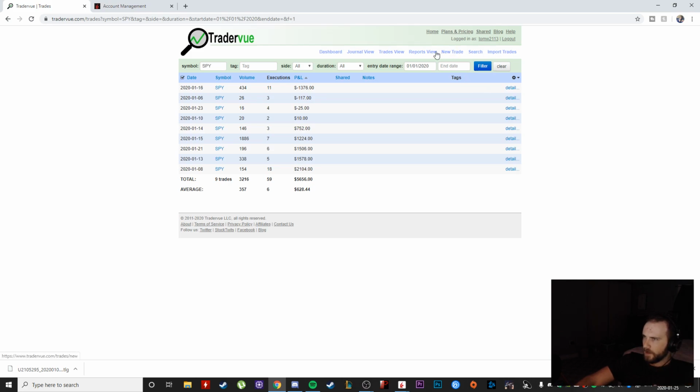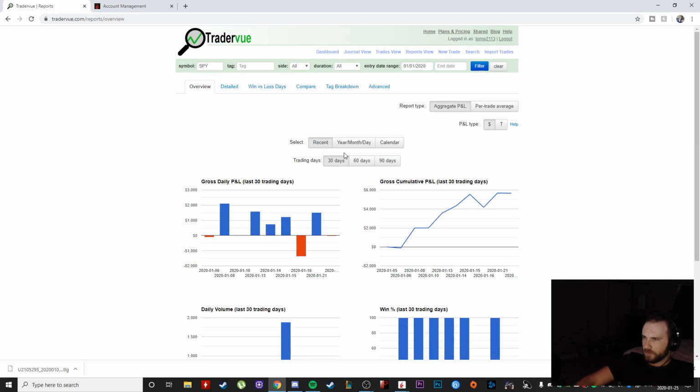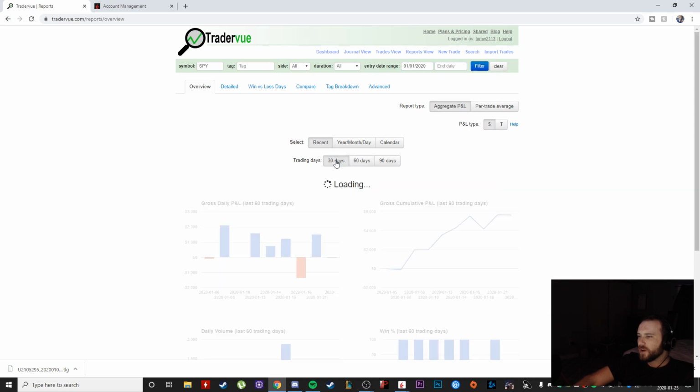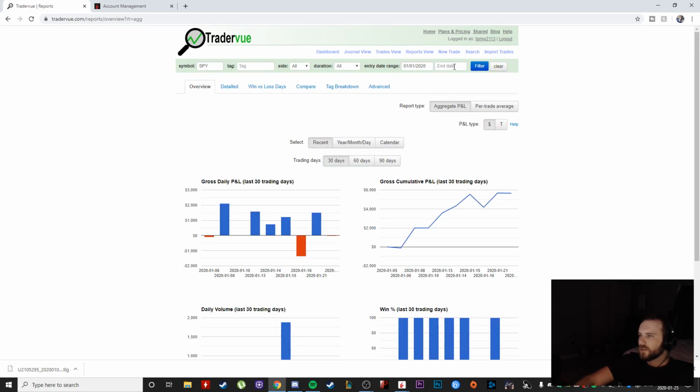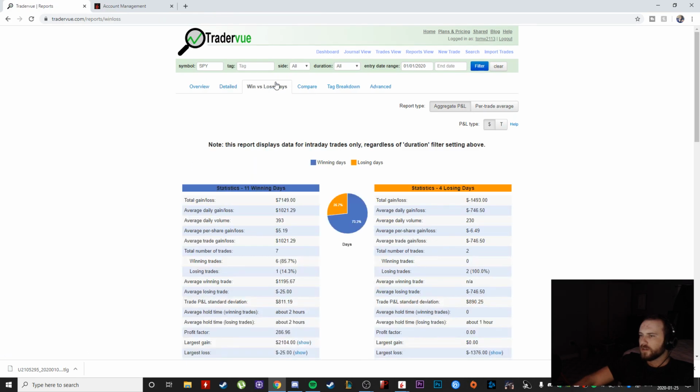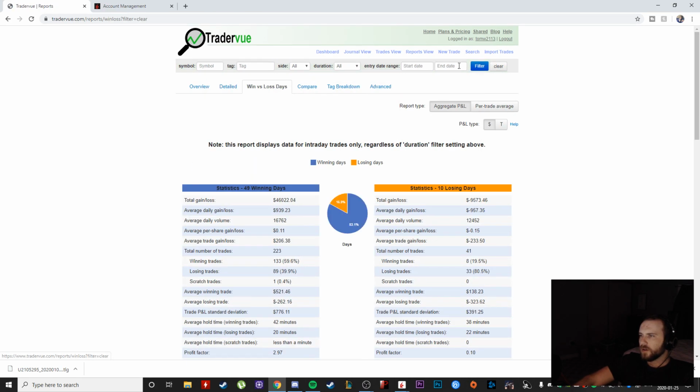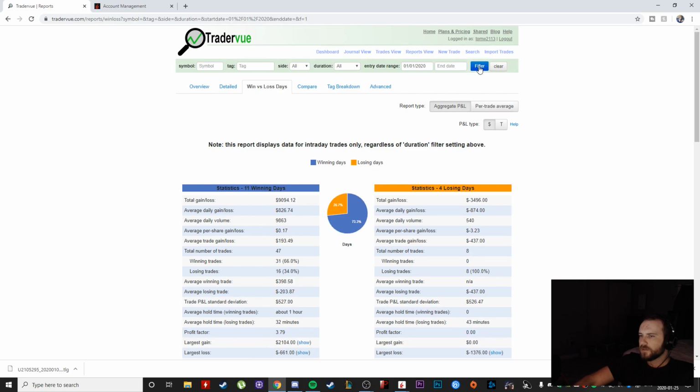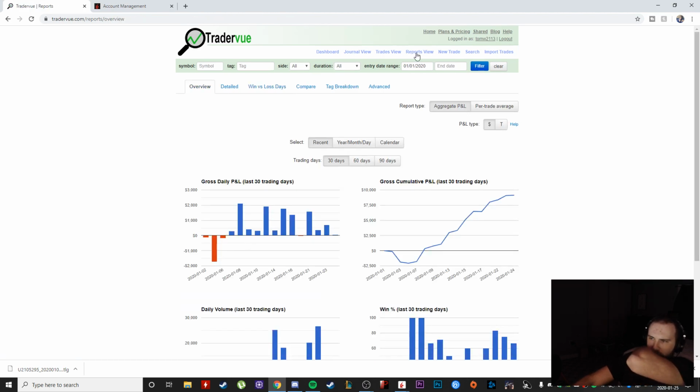You just saw it. So we're going to start with January, January 1st. Reports view. No, January. This isn't right already. I don't know why it does this. Filter. This is not right. Clear. January 1st. Filter. Is that right? Reports. Yes. Okay. So this is my P&L curve so far this year, this month.